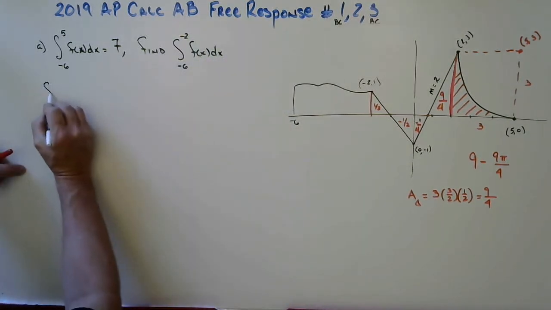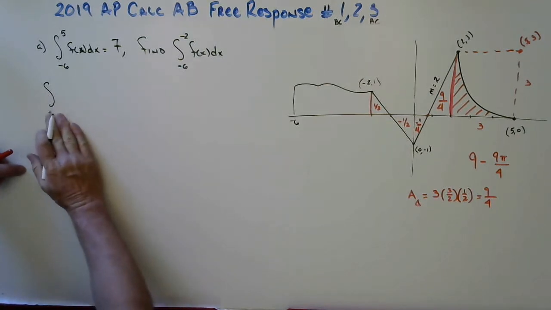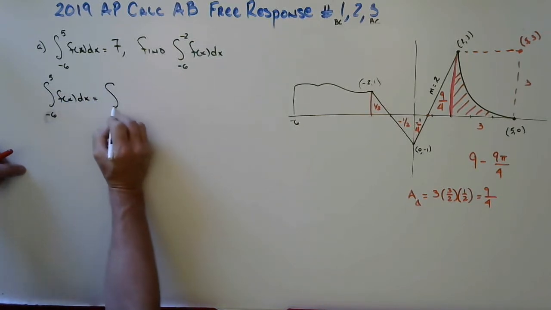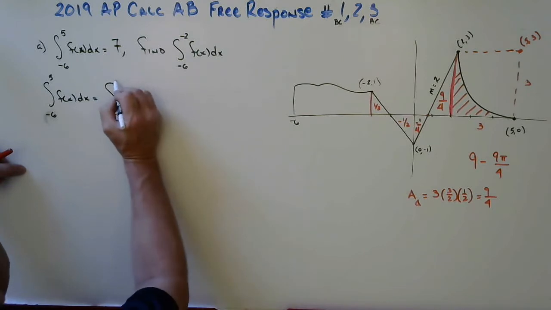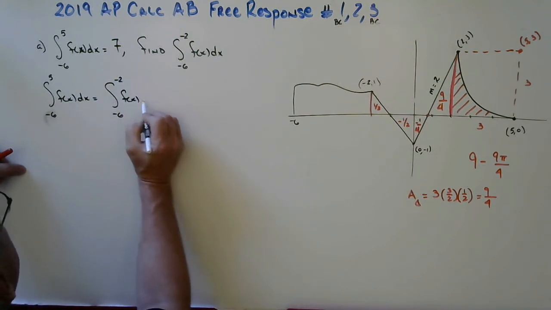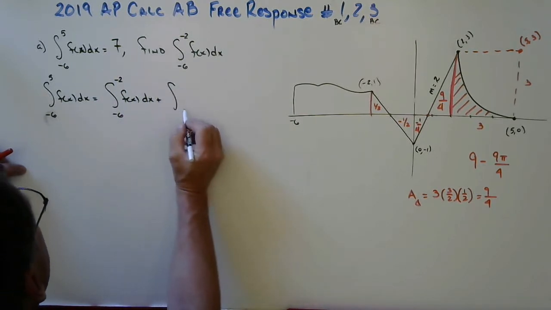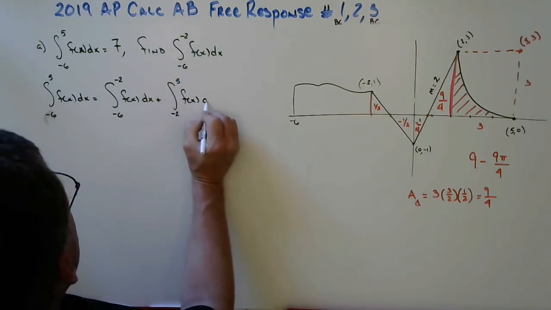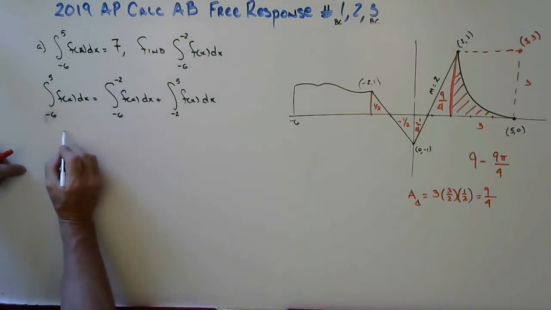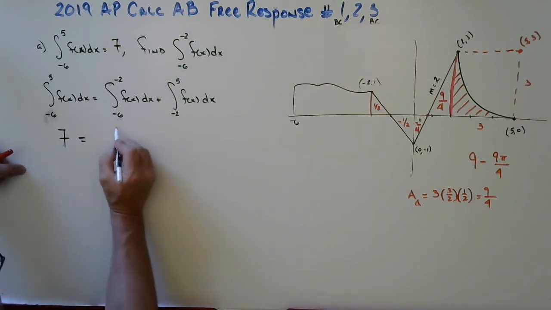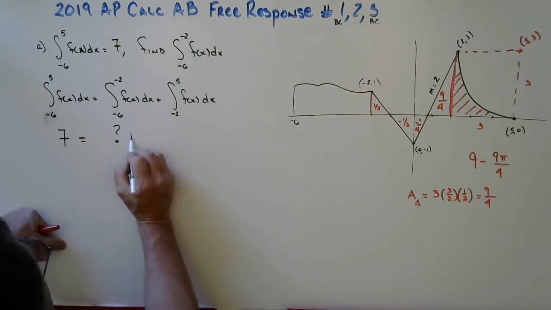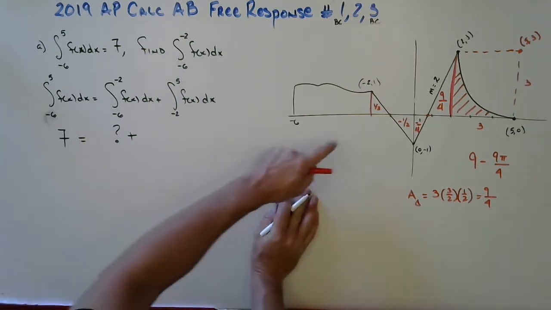Well, we can use our property, but let's not write it down, we'll just write it in terms of the problem. The integral from -6 to 5 of f of x dx is going to equal the integral from -6 to -2 of f of x dx plus the integral from -2 to 5 of f of x dx. And what do we know? We know this is 7. We don't know what this is, so we'll just put a question mark for that. That's what they asked us to find. Plus this piece over here, and we can write that piece down.